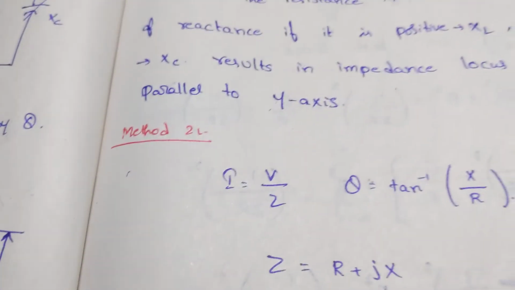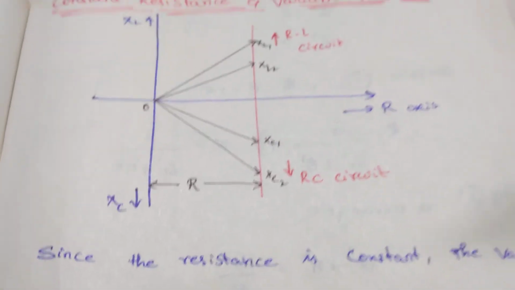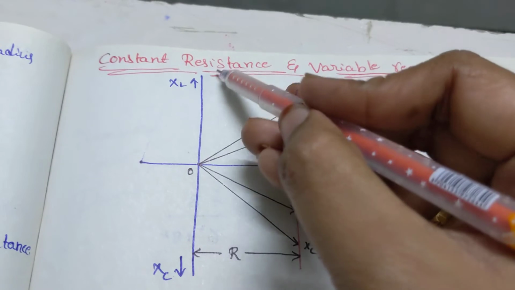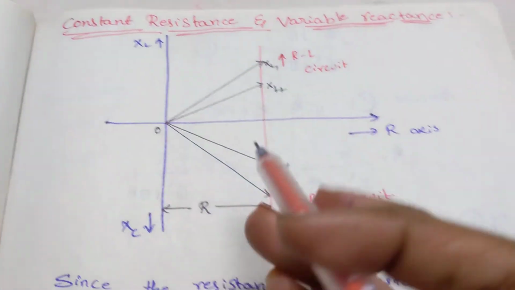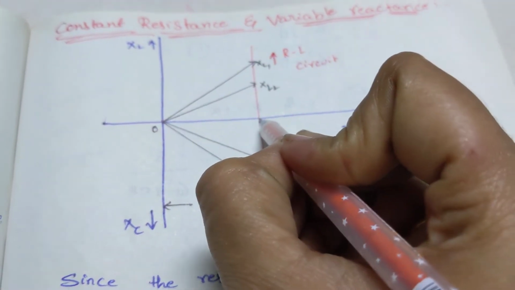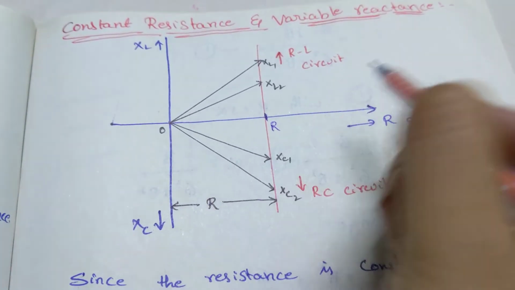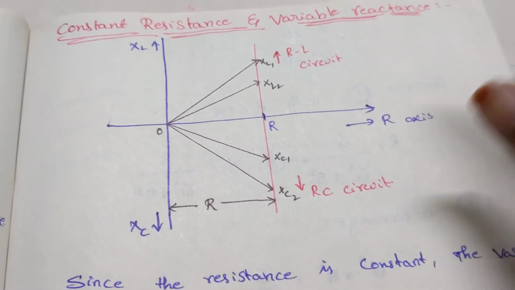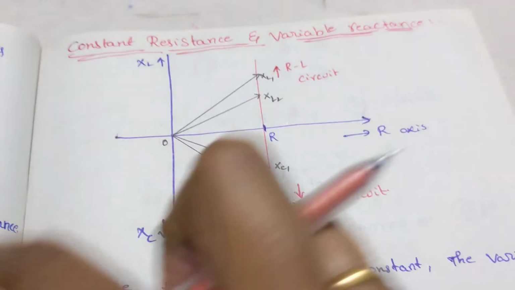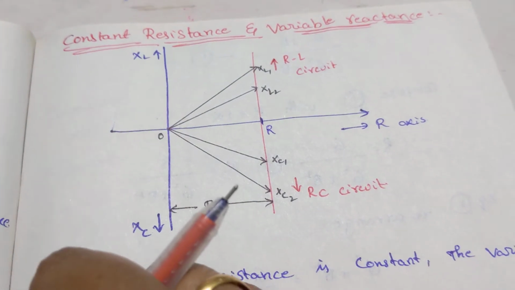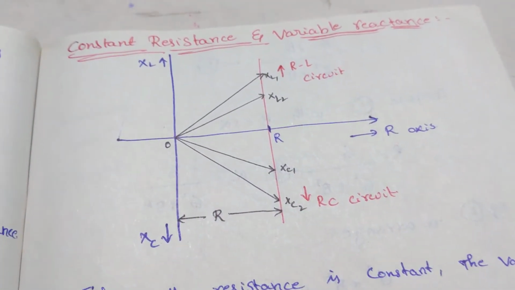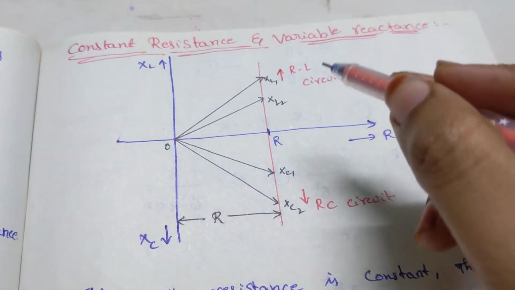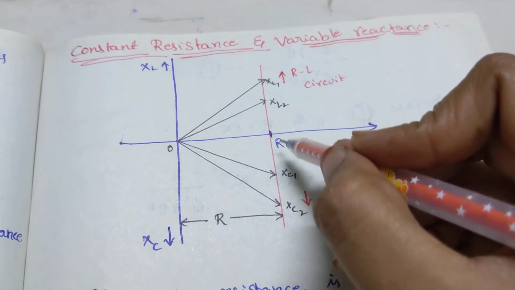If I want to plot the same thing for impedance locus, I already stated this is a constant resistance and variable reactance. So I just fix the resistance to a particular value R on the RX plane. Here I am considering the RX plane, whereas previously I considered the VI plane. Based upon your locus, your axis terminologies vary. Please remember that.